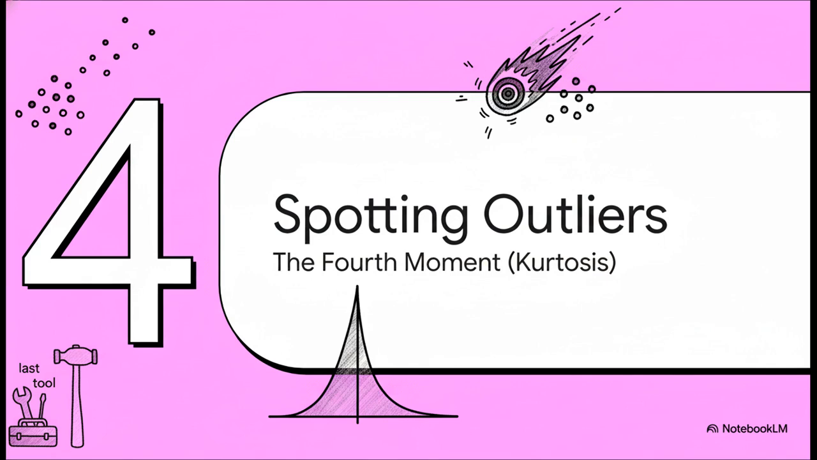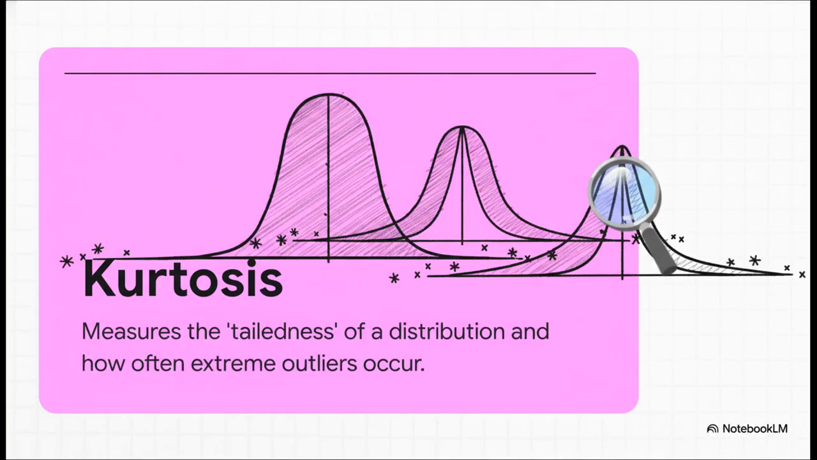Okay, we've got one last tool to add to our kit, and this one is all about the extremes. It helps us understand the chances of those rare, crazy, high-impact events we call outliers. Our fourth and final moment for today is kurtosis. And really, kurtosis is all about the tails of the distribution. It's basically asking one question: how fat are the tails? A fat tail means there's a much higher chance of seeing a wild, extreme outlier than you would normally expect.